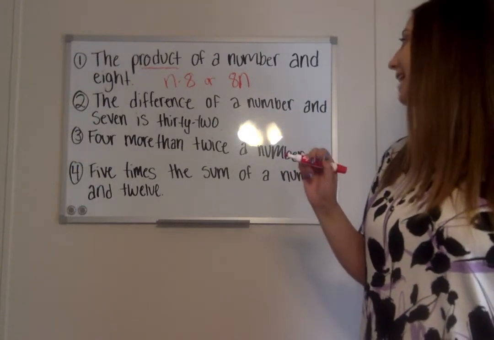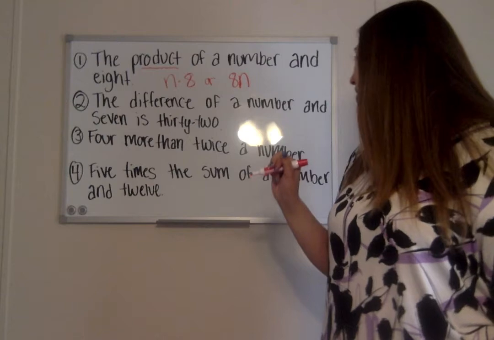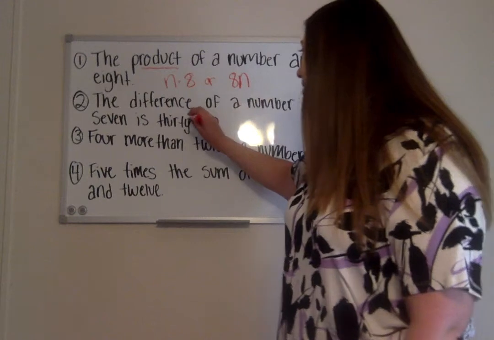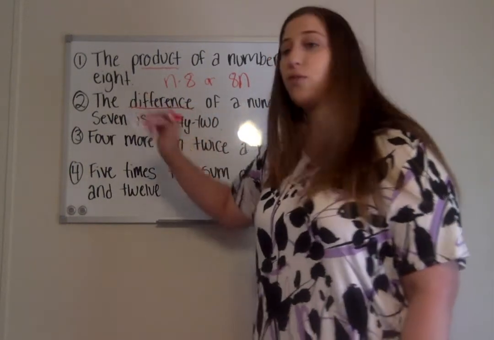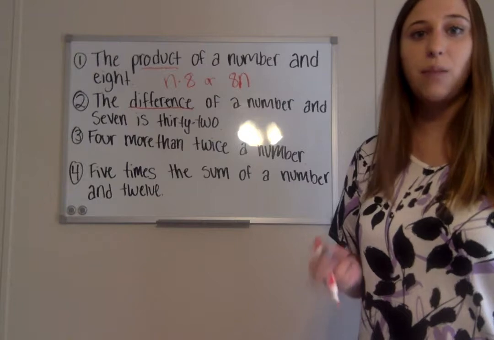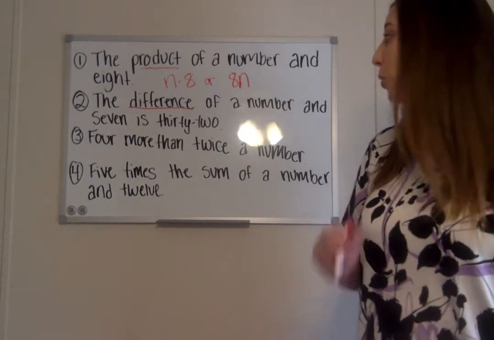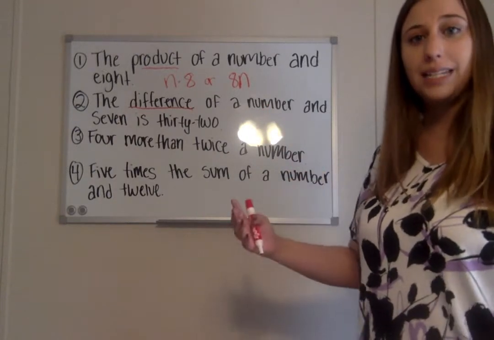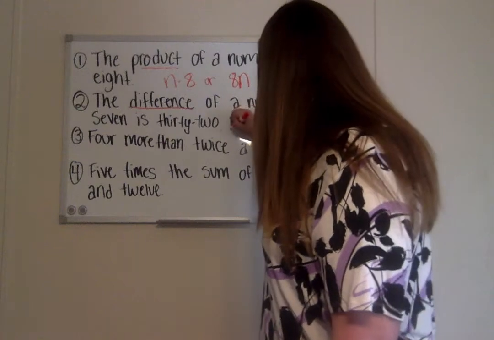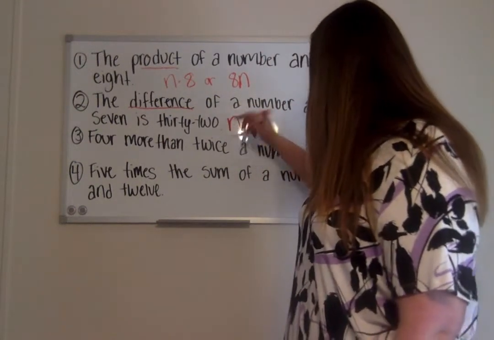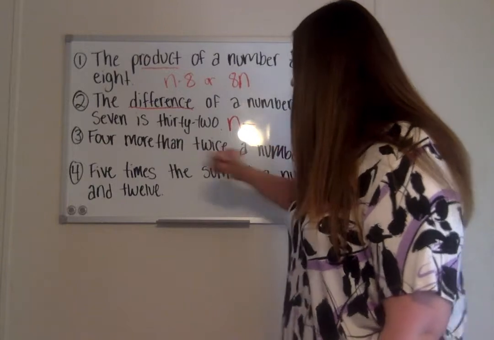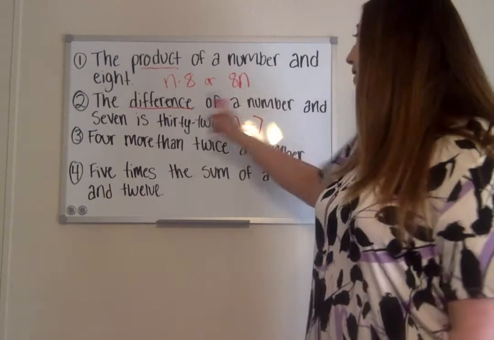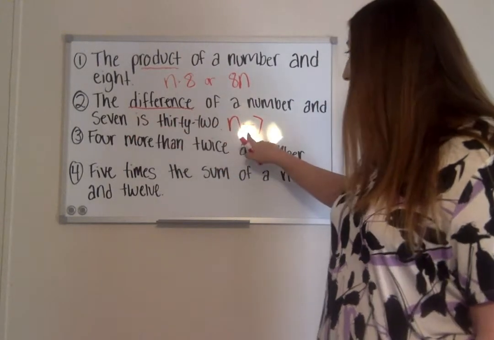Next, it's asking for the difference of a number and 7, and it's telling us it is 32. The first thing I notice is difference. If we want the difference of 2 numbers, we have to remember that difference tells us to subtract. So if I want the difference of a number and 7, that means I'm subtracting 7 from a number. We take our number, and difference means to subtract, and the number we're subtracting is 7. So it's just n minus 7.